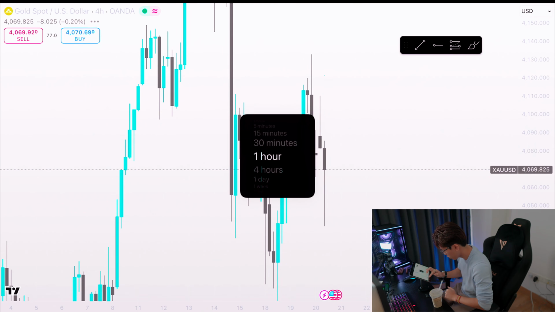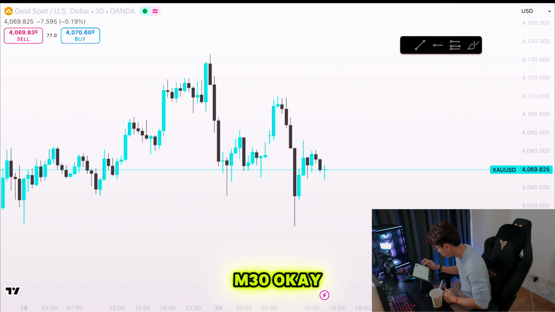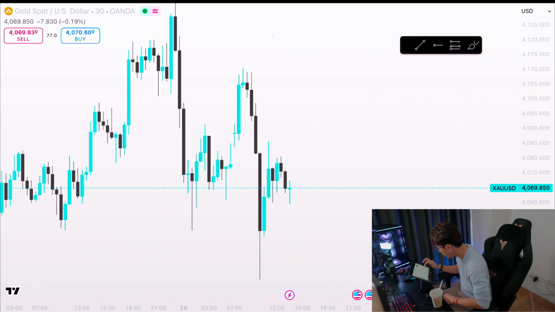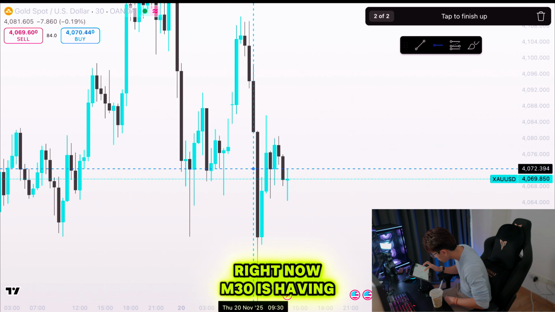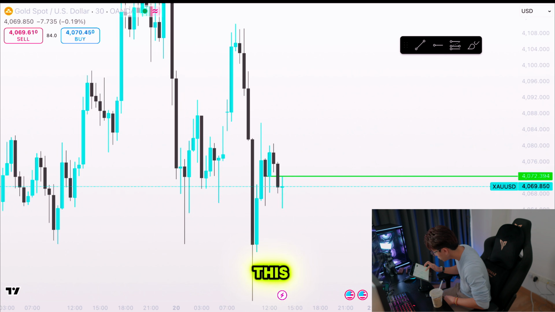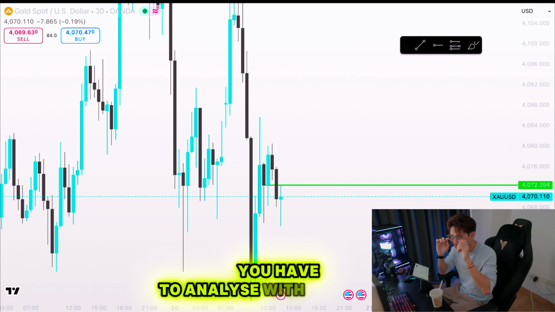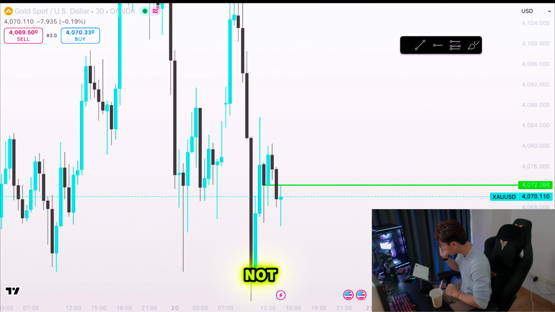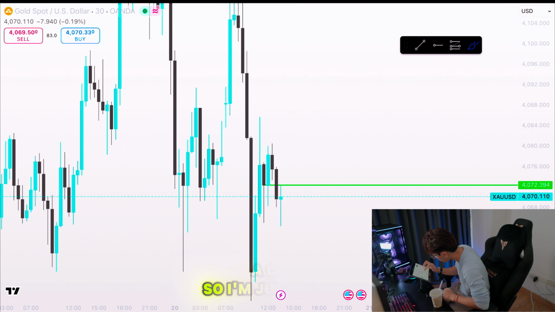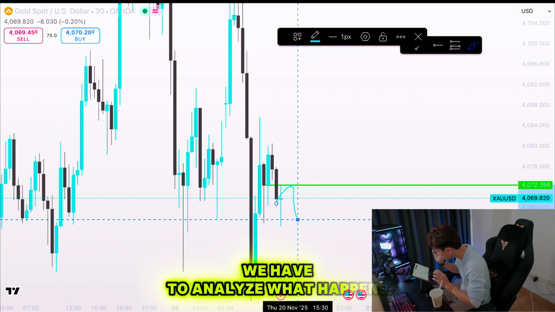For example, okay, let's say you're looking at M30. Okay, I'm going to give you a better tip. Let's say you're looking at M30. Right now, M30 is having a QM sell. This is how you analyze, guys. You have to analyze with scenarios, not just, okay, we see a sell, so I'm just going to sell. No, you have to analyze what happens.